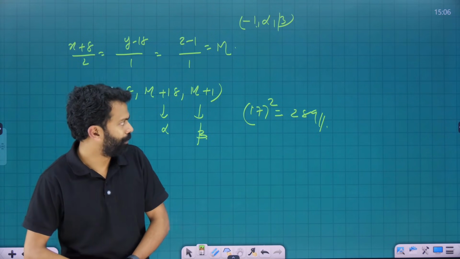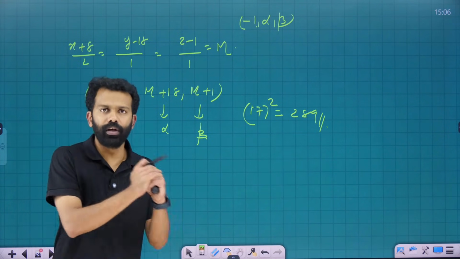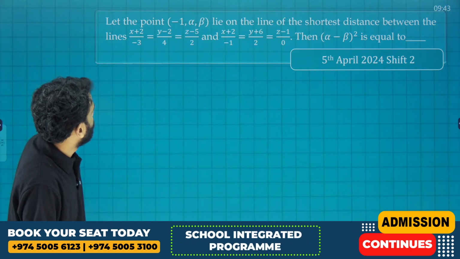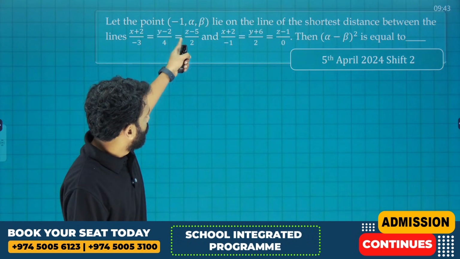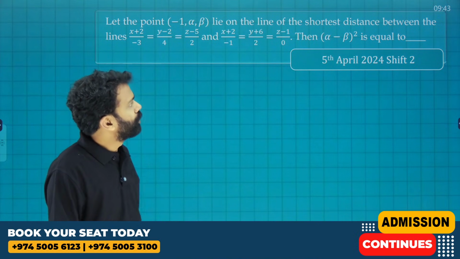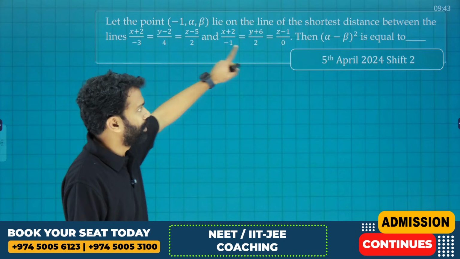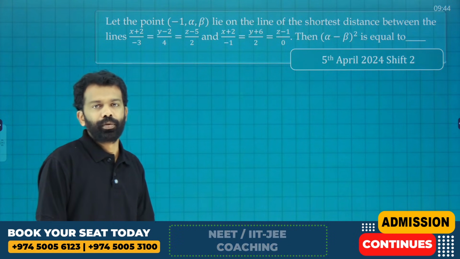I hope you got the idea here. Okay, let's move to the next question. Okay, our very next question. In this question, a point is given like minus 1, alpha, beta lying on the line of shortest distance between the lines. Two lines are given. Then you need to find alpha minus beta the whole square.